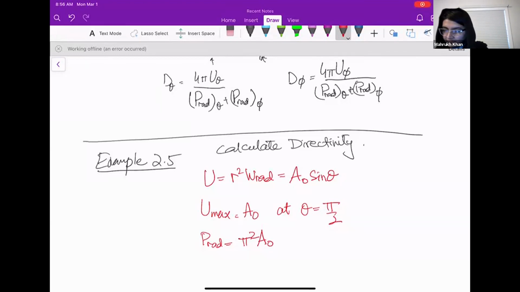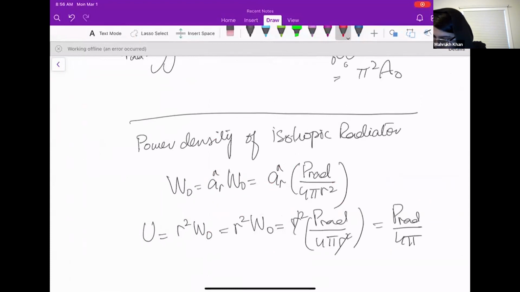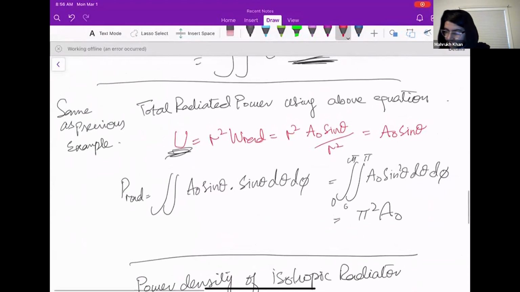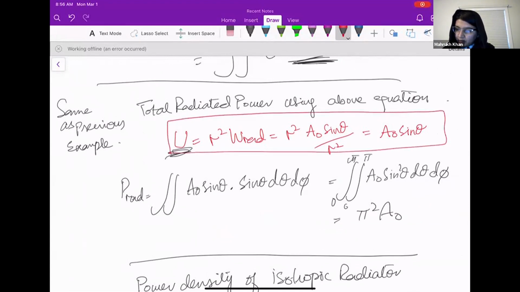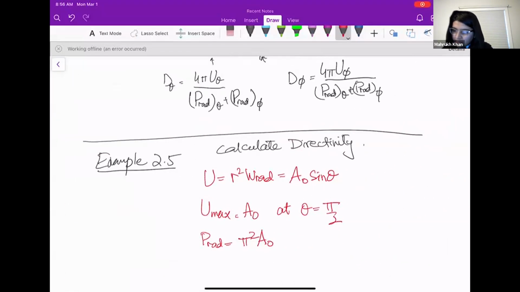If I just move to the previous, let me just move here. So we are taking from this example that we have done in the last class, in which our radiation intensity was this one and our P rad was this one. Okay. So I'm just using the same thing. Okay, so P rad was this.